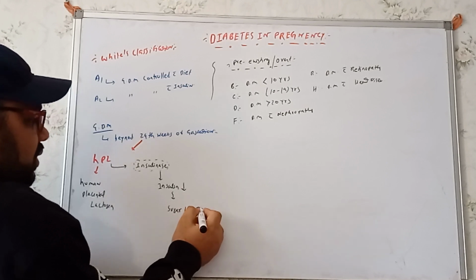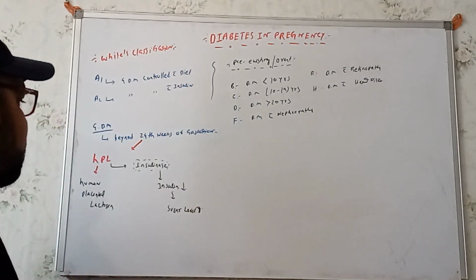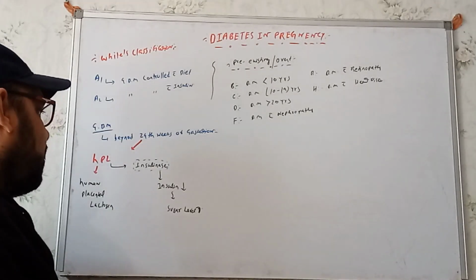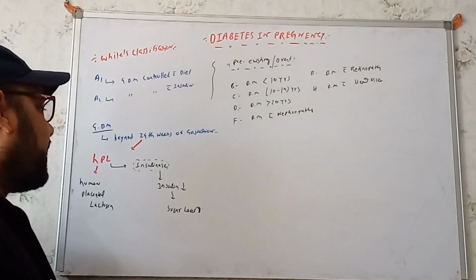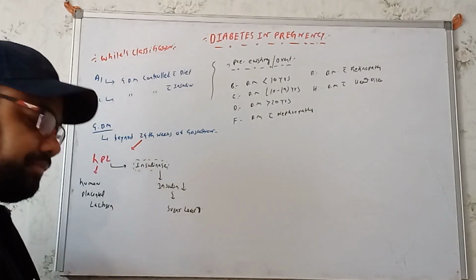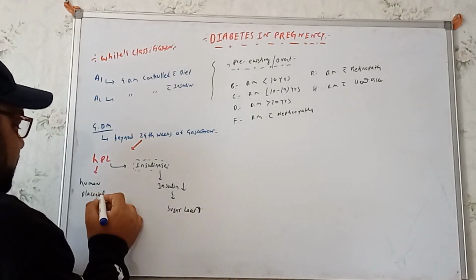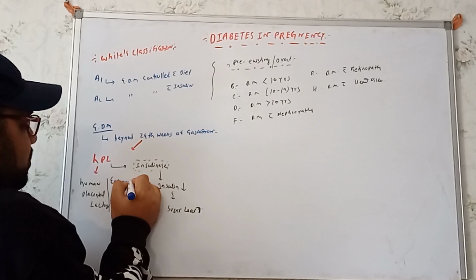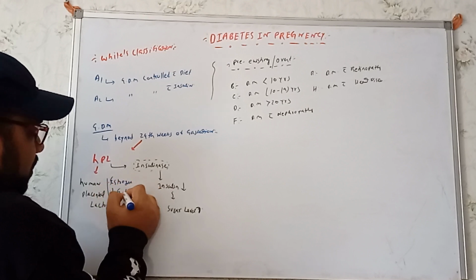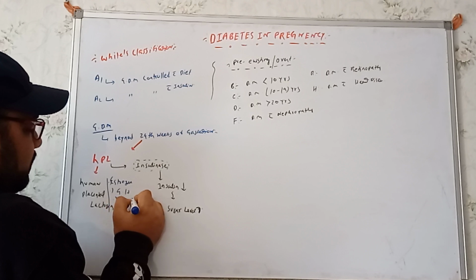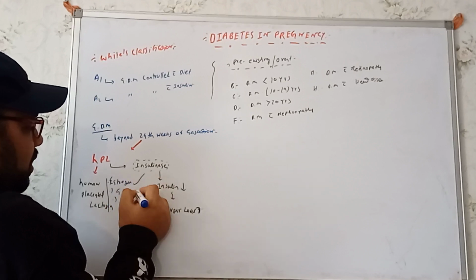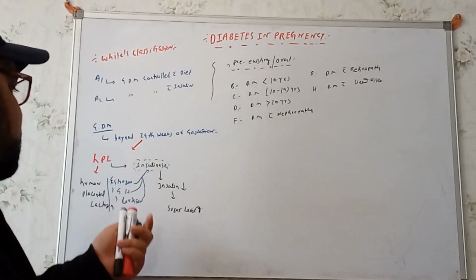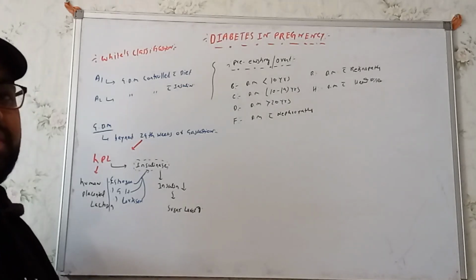Not only HPL, but there are also many other hormones, for example estrogens, growth hormone, and cortisols. They are also responsible for activating the insulinase property. Ultimately the insulin will drop and the sugar level will increase.